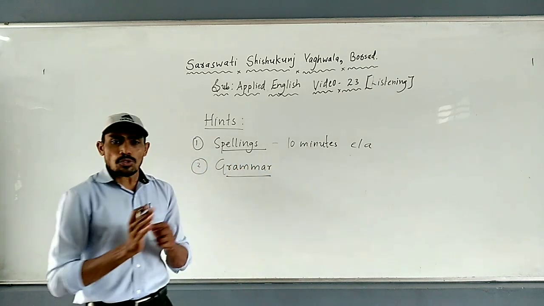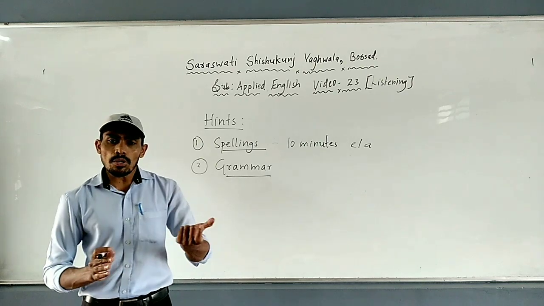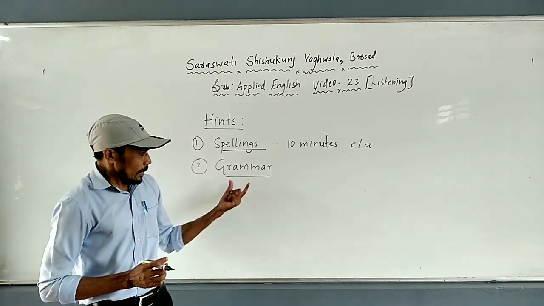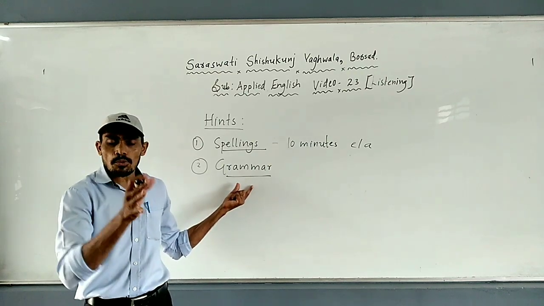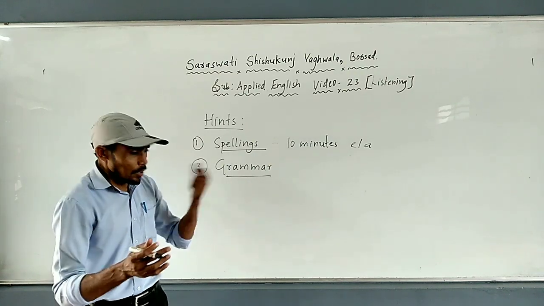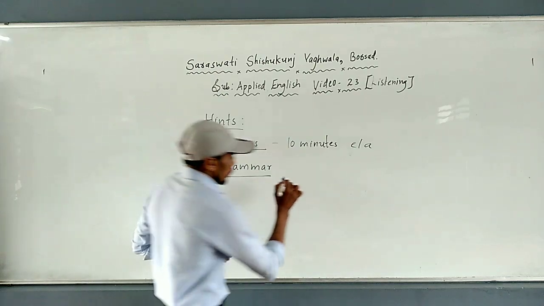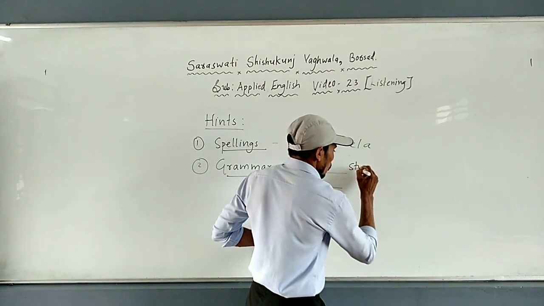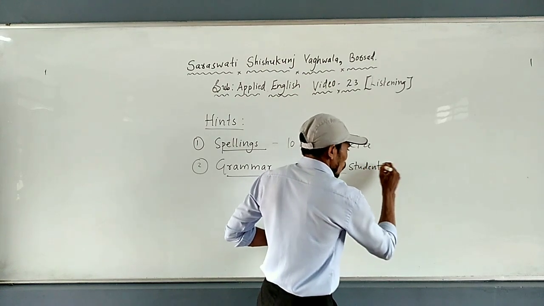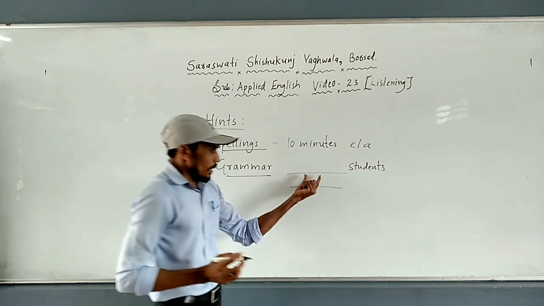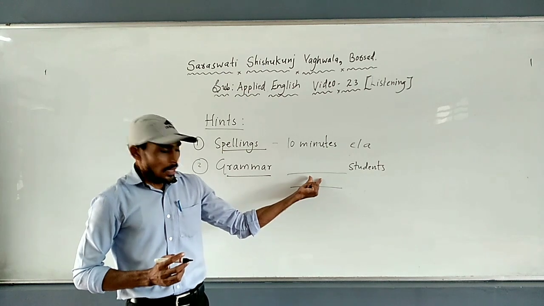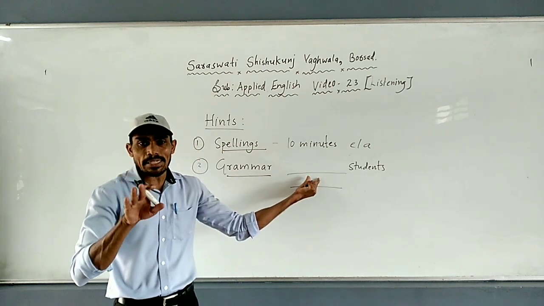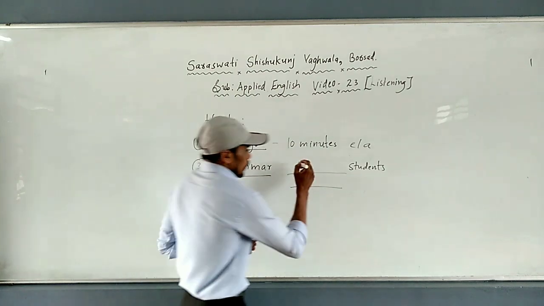Okay. Now students, do you think that grammar plays a role when you do applied English listening? Yes. How? Because grammar, as you know, has many rules. I would like to give an example over here. I write here, students. Okay. Now there is a fill in the blank. As you know, before a noun there is always an adjective. I would like to write here clever.